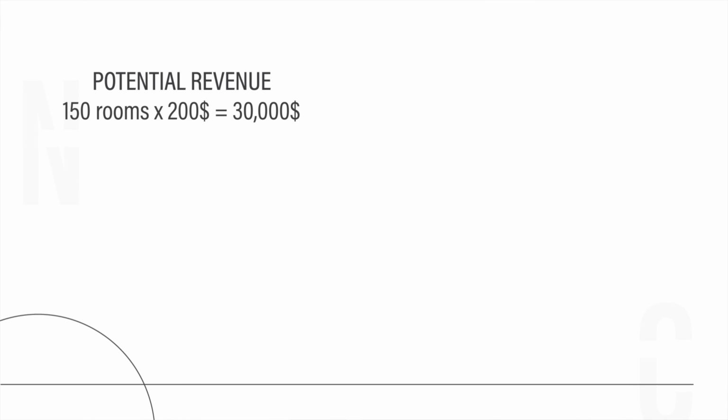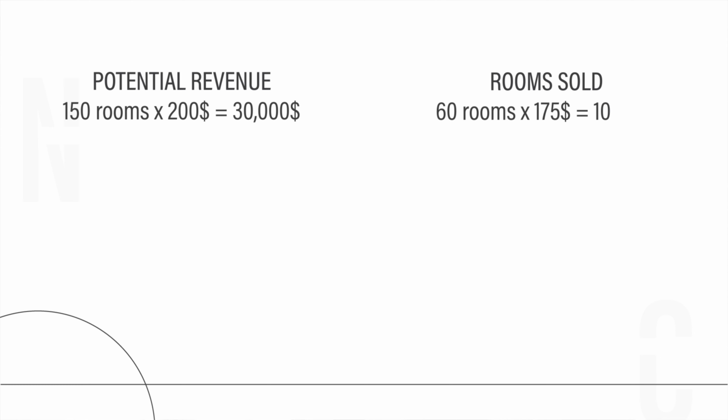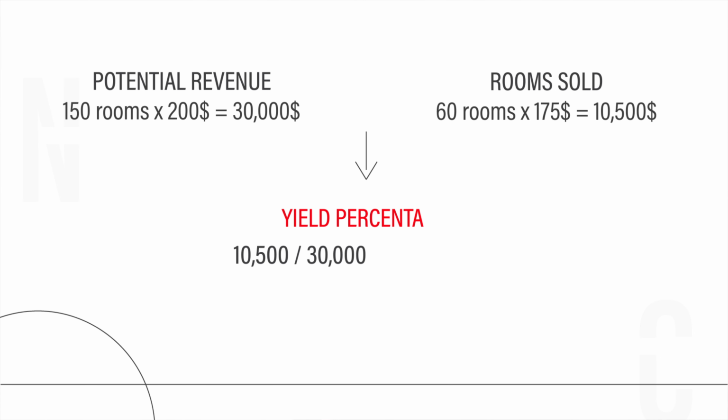Let's have a look at a practical example. A 150-room hotel with a rack rate of $200 has a total potential revenue of $30,000. On September 7th, they sold 60 rooms at $175. This generated $10,500 in room revenue. Plugged into the formula, it looks as follows.